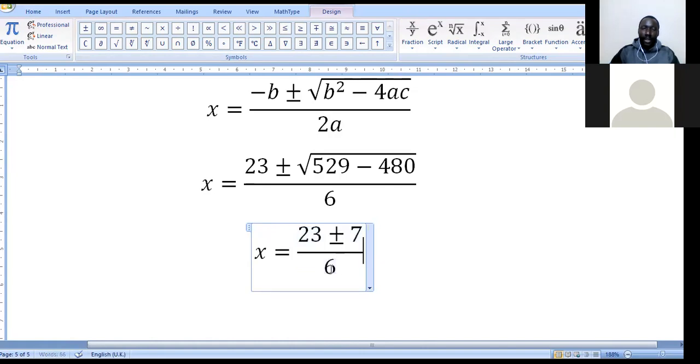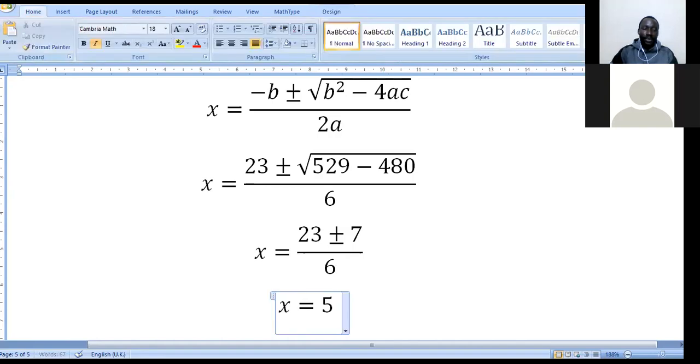Like that. So one value of x is where there is a plus, and the other value of x is where there is a minus. So what is that going to be? Well, one value of x is going to be 23 plus 7, which is 30. 30 divided by 6 is 5. And the other value of x is going to be 23 minus 7. What's that? That's 16. Is it 16? Let's use the calculator. 23 minus 7, yeah, it's 16. 16 divided by 6.